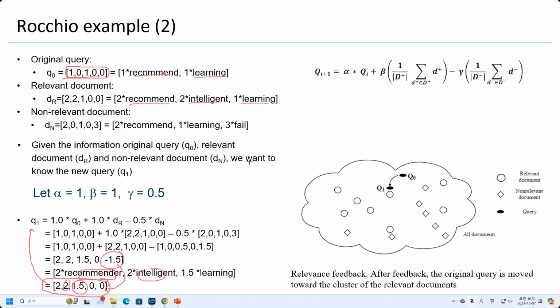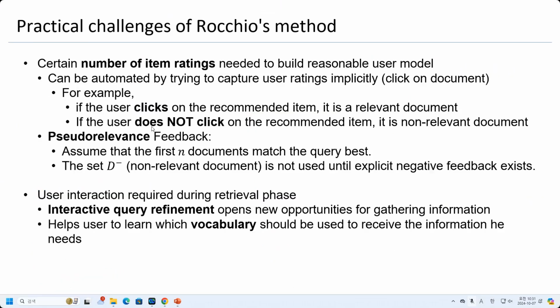So we can also create Q2. We can also create Q3. We can also create Q4. And as time goes by, of course, this will be updated. So this is the Rocchio method. In the Rocchio method, there are some challenges.